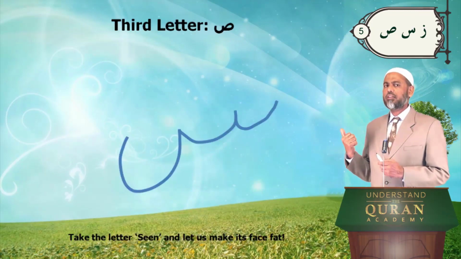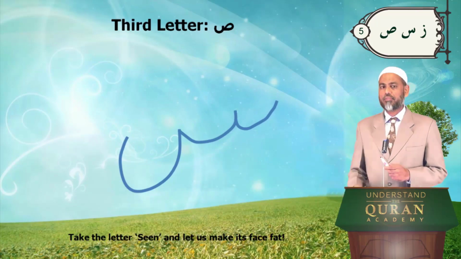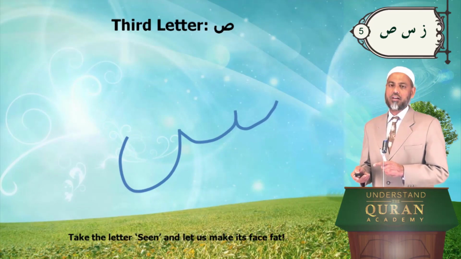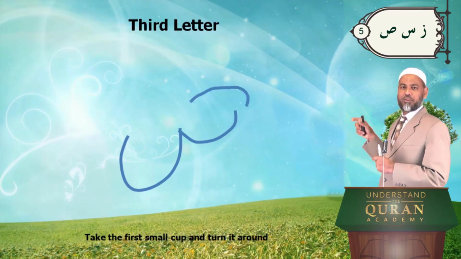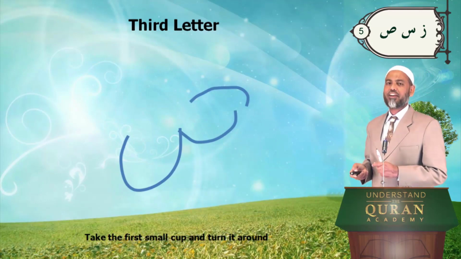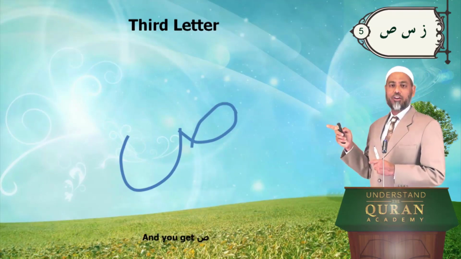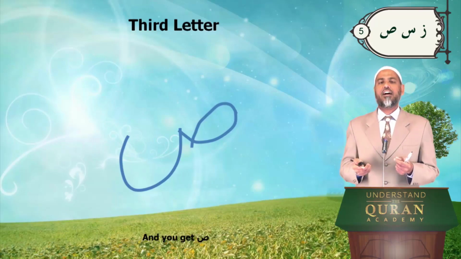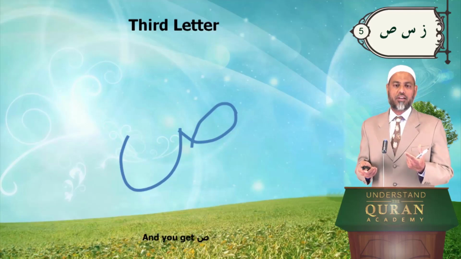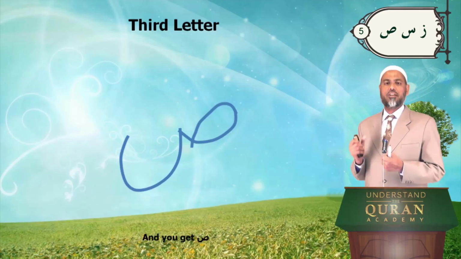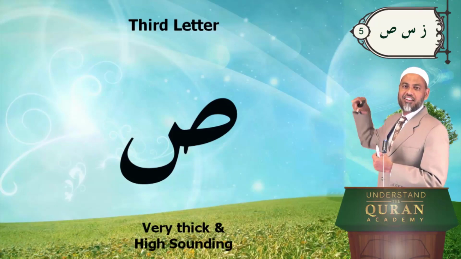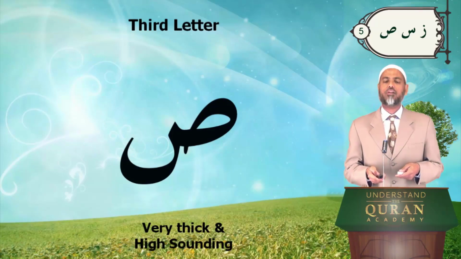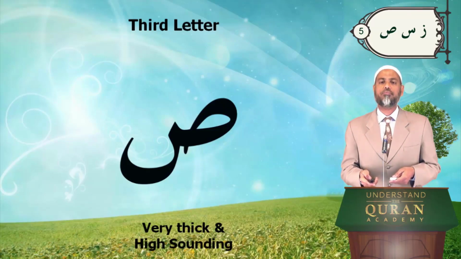You have just learned the letter Sin. Now, if you take the letter Sin and make its face fat, how? You break the first cup and put it on top of the second cup, and you get Sod. Sin was thin, nice. And Sod is thick, very thick and high sounding. You took the first cup of the Sin and put it on top of the second, and it became very thick and high sounding. Sod.